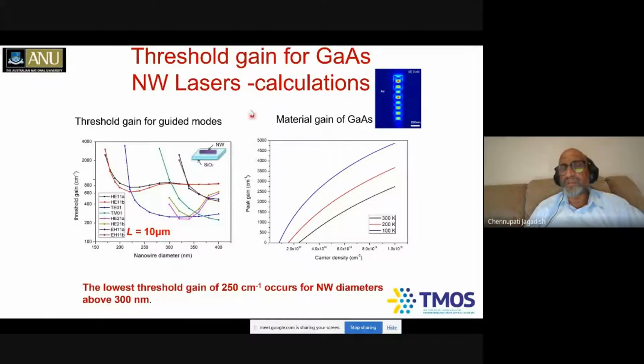Again, he calculated the peak gain as a function of the injected carrier density. You can see threshold-like behavior. The number of carriers you need to overcome the losses depends on the temperature of the device as well, which is what you would expect.